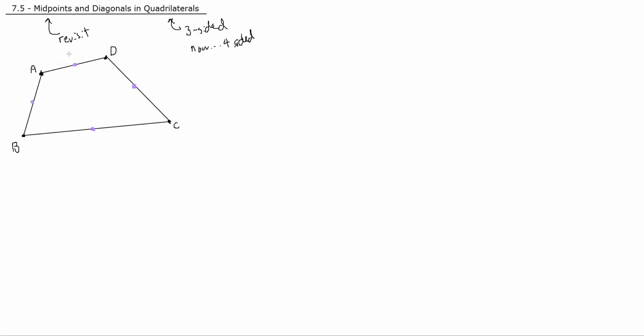Oh, I jumped the gun here. And just to revisit and review what it means to be a midpoint, this line and that line are equal. These two line segments are equal. These two line segments are equal, and these two line segments are equal. Back to the point. If going in a clockwise or counterclockwise direction, if I were to connect the midpoints of each side together, you will inevitably get a parallelogram.